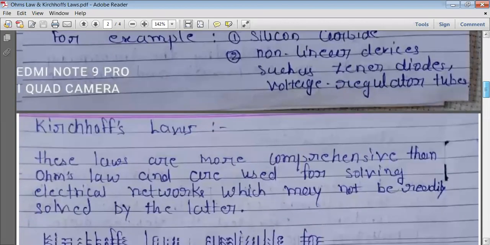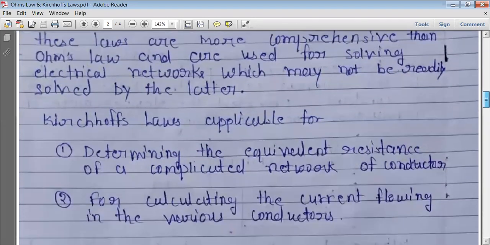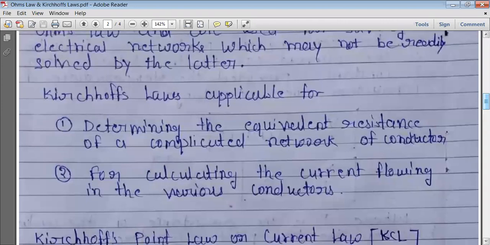The second point is Kirchhoff's law. This law is more comprehensive than Ohm's law and is used for solving electric networks which may not be readily solved by Ohm's law. Kirchhoff's law is applied, first, for determining the equivalent resistance of a complicated network of conductors, and second, for calculating the current flowing in the various conductors.